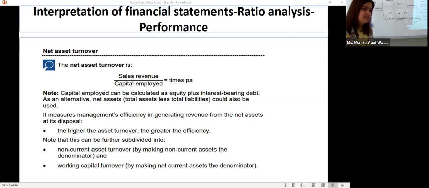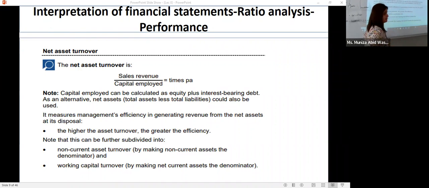Net assets, what is net asset? What are net assets? Total assets minus? No, that's not right. What are net assets? Total assets? Total assets are net assets? No. Assets minus liability is net asset. So what is net asset basically? It's equity. Total assets minus liability. What is remaining? It's equity. So net assets turnover, look in the denominator, you are taking capital employed.